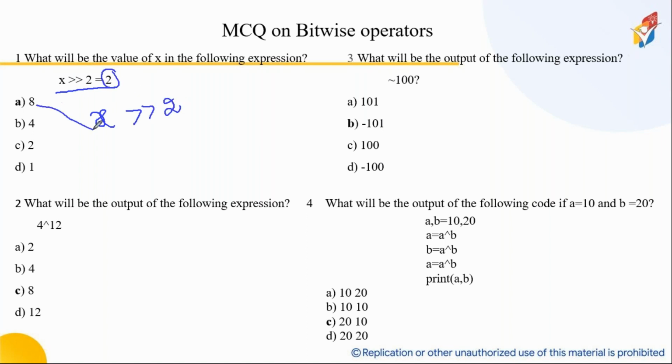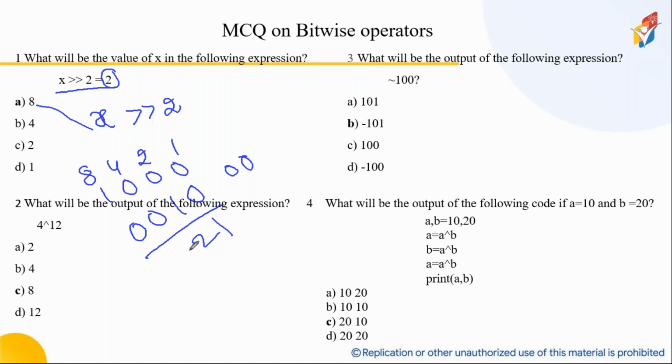Now, if I make X as 8, what will happen? 1, 2, 4, 8 means 1, 0, 0, 0. If I make this right shift 2, what will happen? These two zeros will go out and this is 1, 0. Now, this is 1, 2, 4, 8. This answer is 2. When X equal to 8, I'll get answer 2. So the answer is 8. Clear, Andy? Everyone, is it okay?